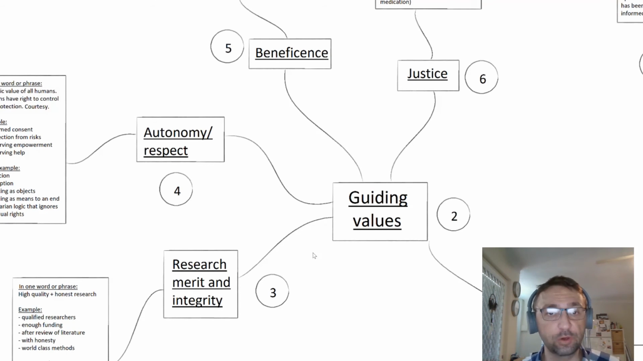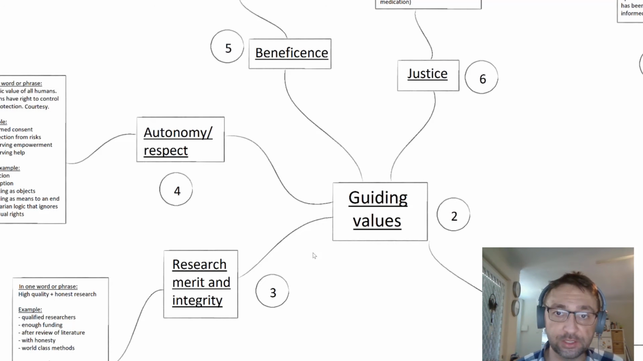we talk about four main guiding values. Those are research merit and integrity, autonomy, beneficence, and justice. I'll go into these in turn, but I think one of the main things to say here is that these are not exactly perfectly mutually exclusive concepts.